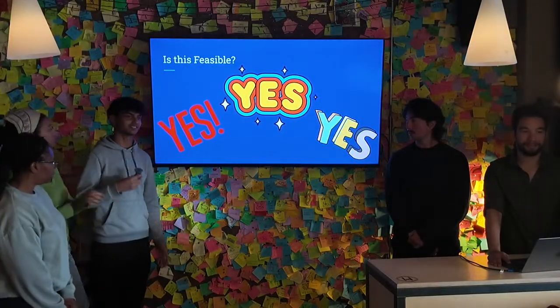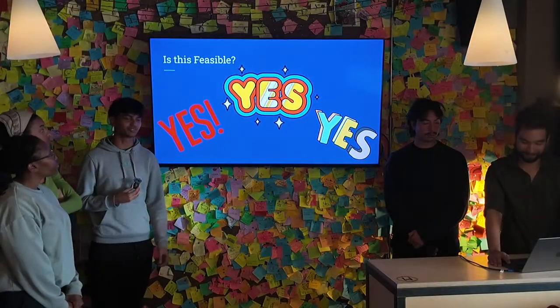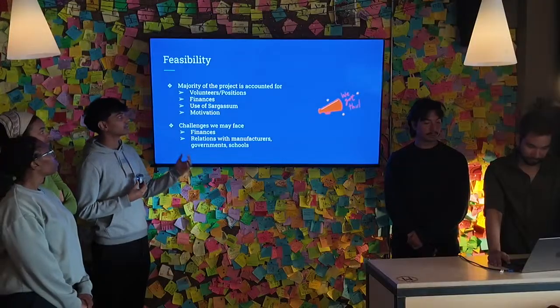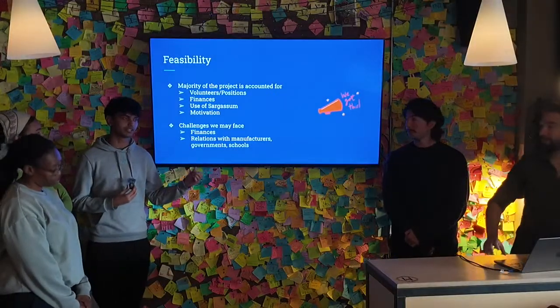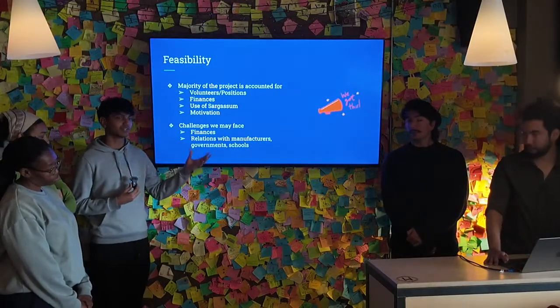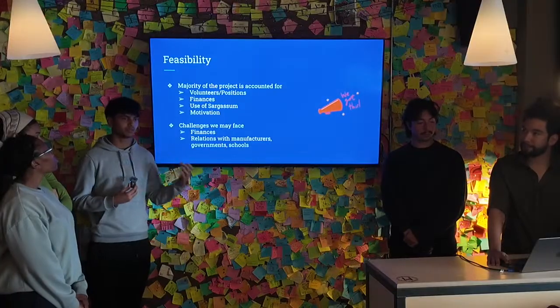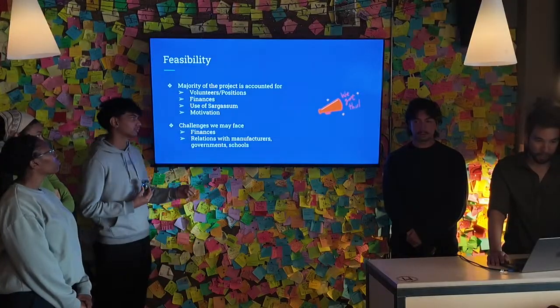So is this actually feasible? Yes, it is. The reason is that a majority of the project is already taken care of, whether it be volunteers, financing, the use of sargassum, or the motivation. A lot of people want to get the sargassum off of their beaches.